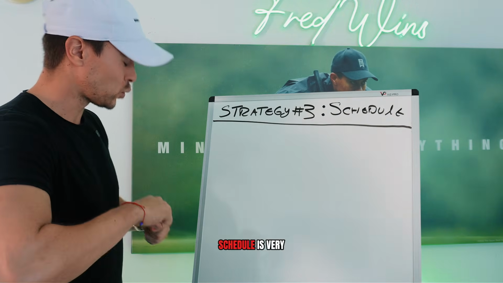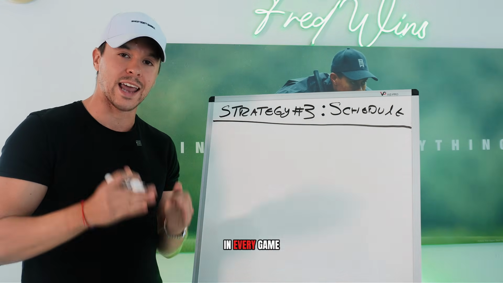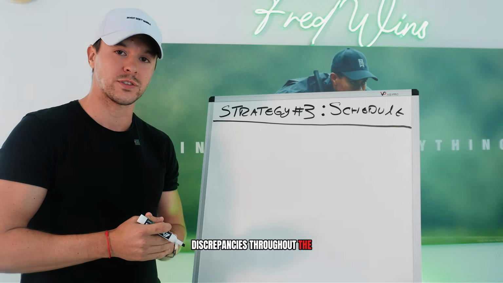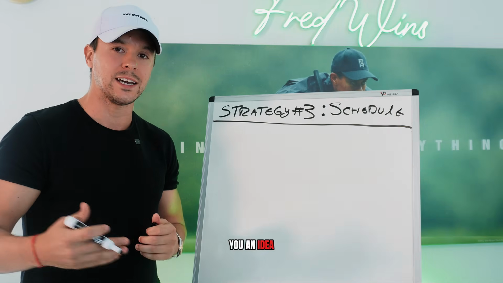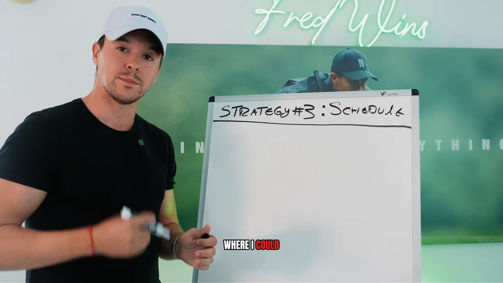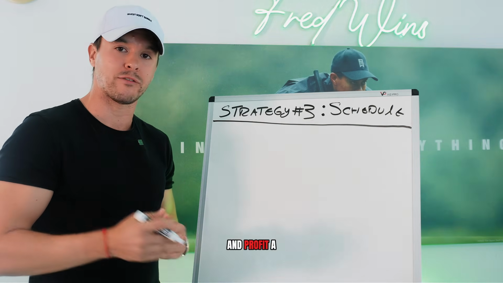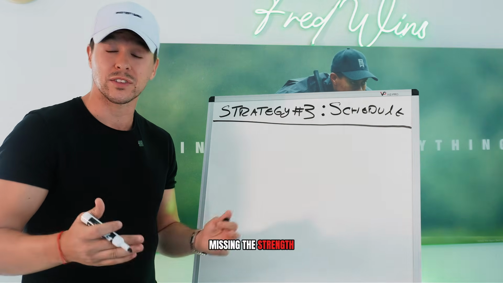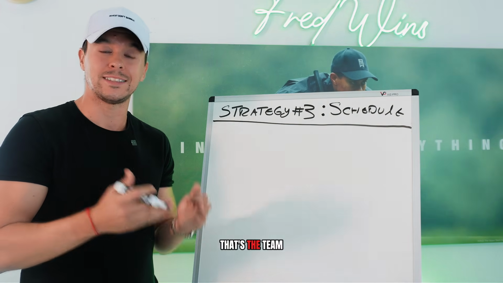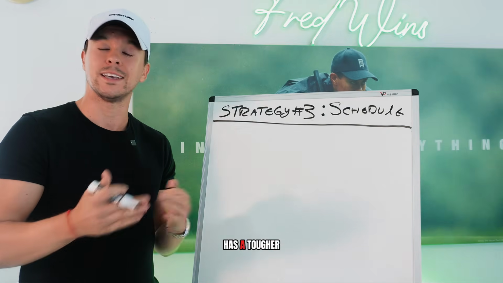So strength of schedule is very important for you to analyze in every game that you're paying attention to, because you're going to see some discrepancies throughout the season. And that is going to give you an idea of A, is a team really valued the right way, or B, is there a spot where I could potentially attack that gap and profit a little bit because Vegas is missing the strength of schedule, or more importantly, there's reverse line movements and people are missing that the team that's getting reverse line movement has a tougher strength of schedule.